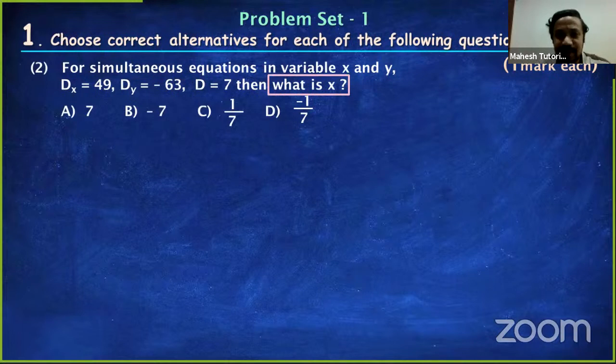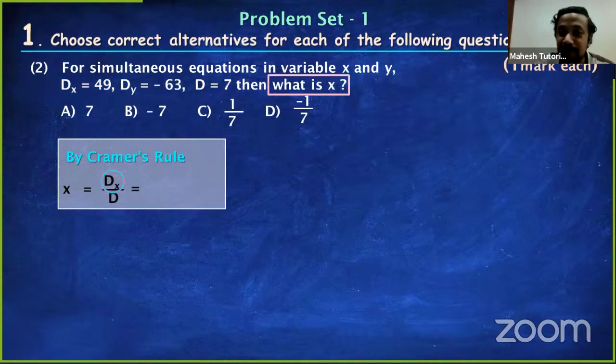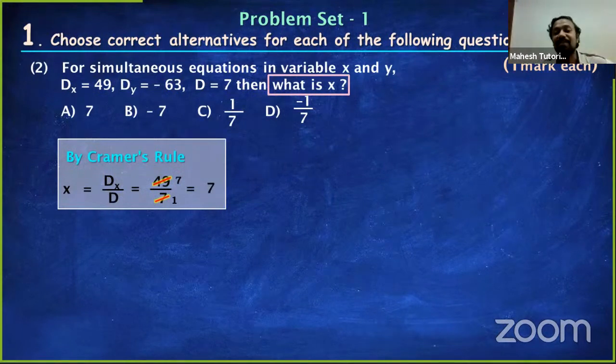Now we are very well aware that by Cramer's rule, if we want to find the value of x, can you tell me, students, what is the formula to find out the value of x? Very good. It is dx upon d. So in that case, students, x is equal to dx upon d. So let us put the values. Dx, what is the value of dx which has been given to us? 49. What is the value of d which has been given to us? 7. So if we go ahead with the cancellation, 7 ones are, 7 sevens are. So the value of x would be how much, students? 7. So we get the value of x as 7.